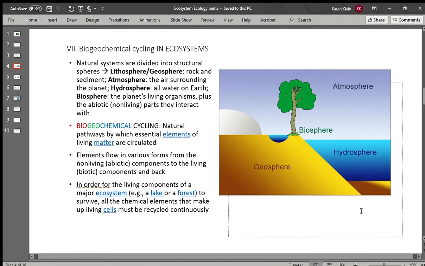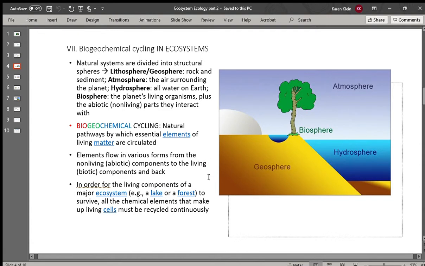The lithosphere, that's your rock, your sediment. The atmosphere is the air around us. The hydrosphere is all of the water around us. And then the biosphere is considered the living organisms. We're going to use these terms throughout the next few slides.